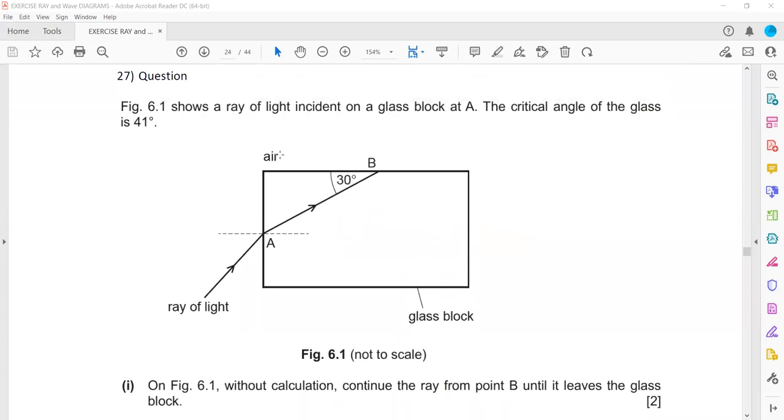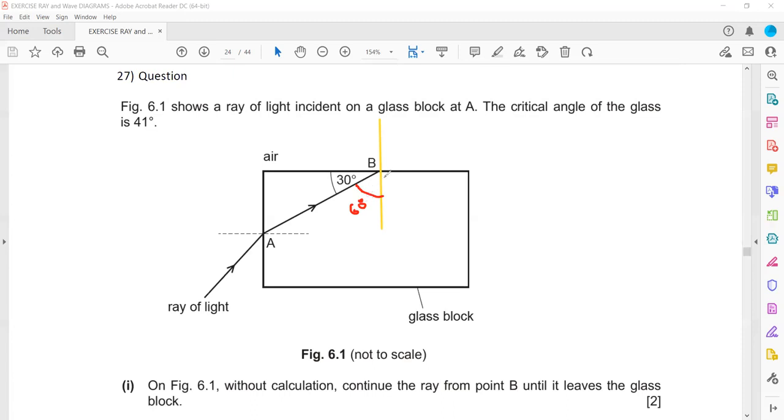Figure 6.1 shows a ray of light incident on a glass block which has a critical angle of 41. On the figure, draw without calculation. So we don't have to do calculation, we just have to sketch. When I draw the normal here, between the surface and the normal the angle is 90. So out of 90, this one is 30, so the remaining angle will be 60. So this angle will be 60.